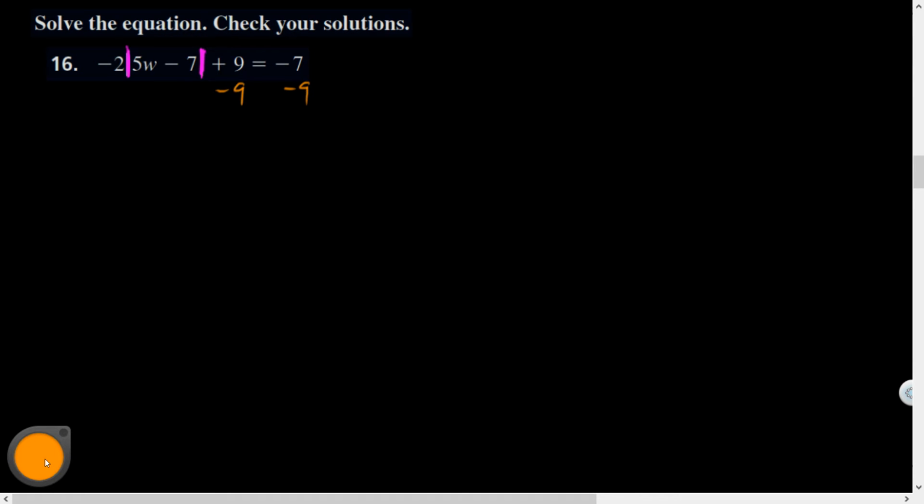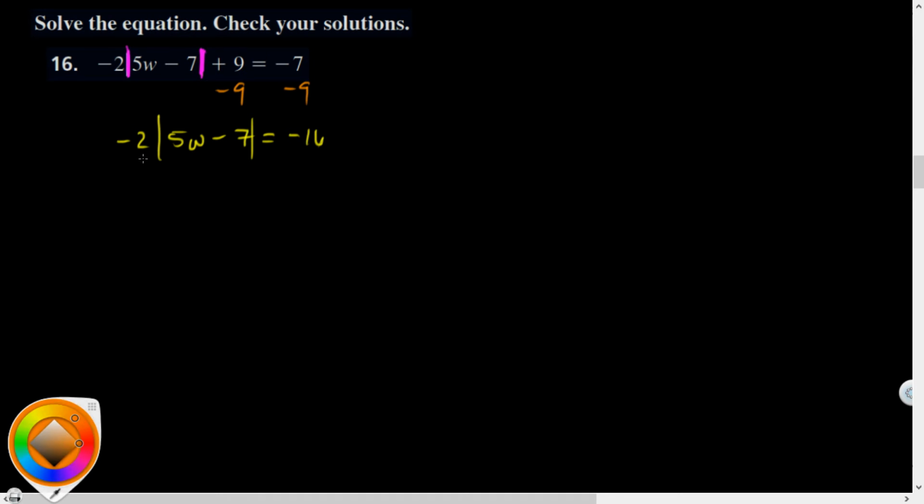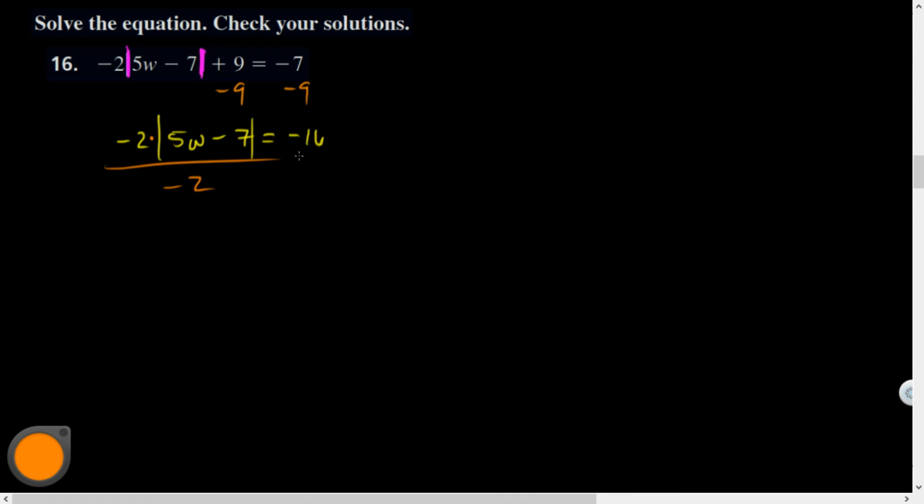I'm gonna subtract 9 first from both sides. So I'm gonna get the absolute value by itself. I'm almost pretending as though this is a variable, if you want to think about it in that way. Equals negative 16. How do I get rid of multiplying by negative 2? Divide. We can't distribute over absolute value. So the only way to deal with this is to divide by negative 2, both sides. And notice in doing so, swipe. Now I've got the absolute value by itself.